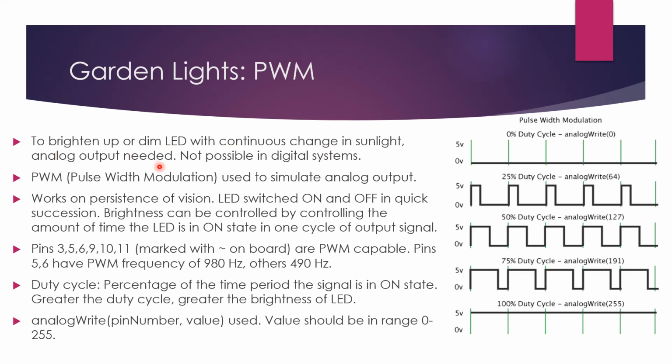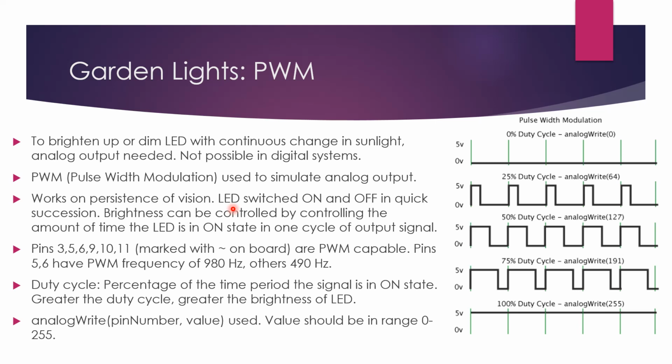But digital systems cannot produce analog outputs. So the solution here is PWM, or pulse width modulation, which is used to simulate an analog output. So this basically works on persistence of vision. The LED is switched on and off in quick succession. Now the brightness can be controlled by controlling the amount of time the LED is in the on state in one cycle of the output signal.